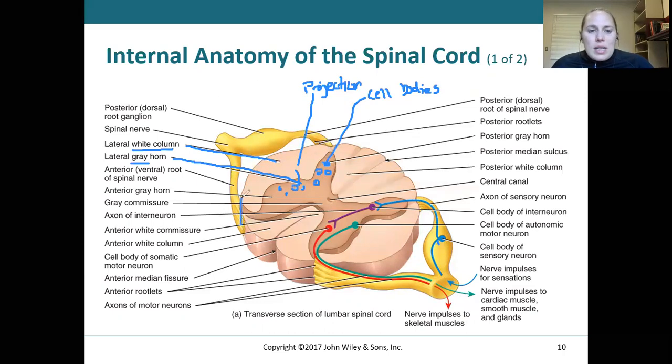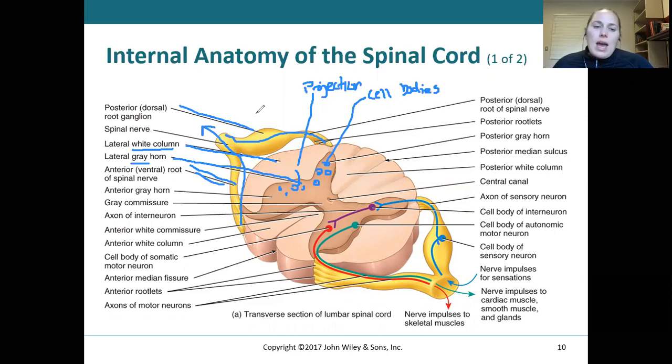From there, you can see things like the spinal nerve and the dorsal root ganglion. Here you can see that again, just showing how all of that information projects out into the rest of the body. So this is how that information is being sent out.